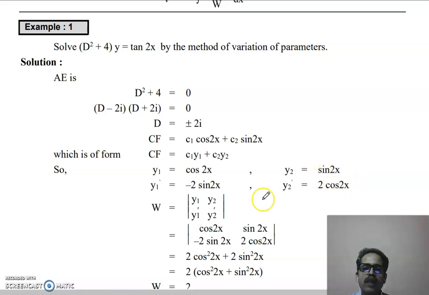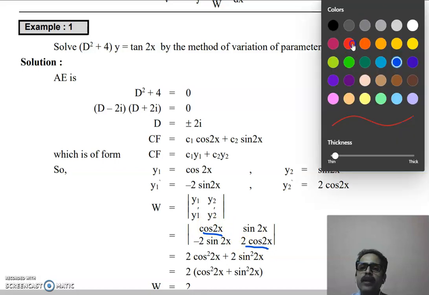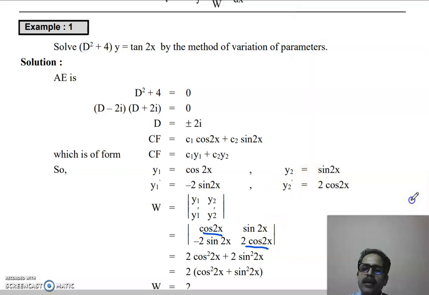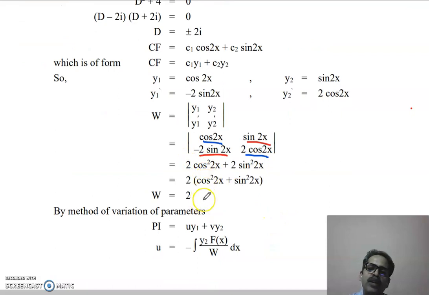Now by definition, we have W equal to the determinant with first row y1, y2 and second row y1 dash, y2 dash. Put all the four values here, and you know how to solve a determinant. You have to multiply these two quantities, then we have a minus sign, and after that multiply these two quantities. When you simplify, you can obtain the value of W.